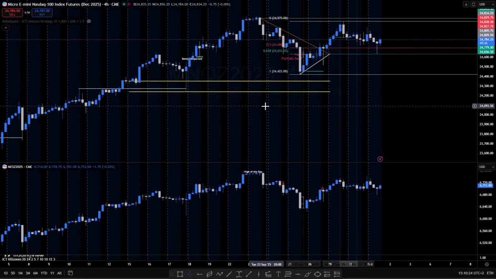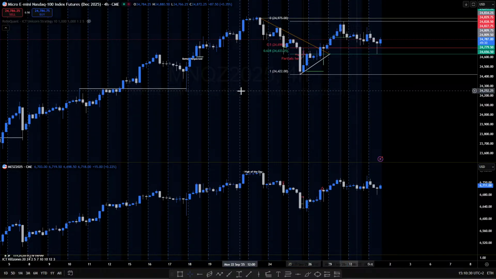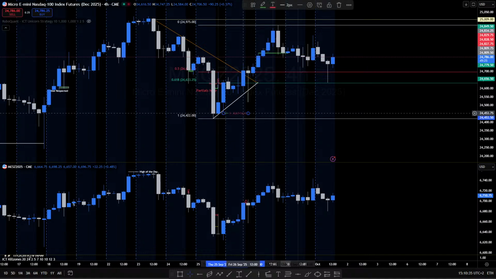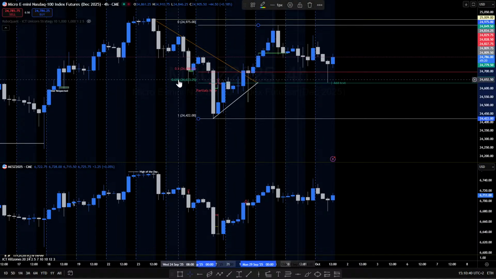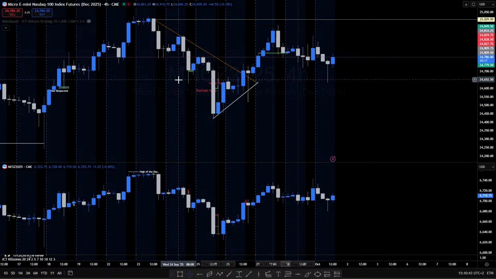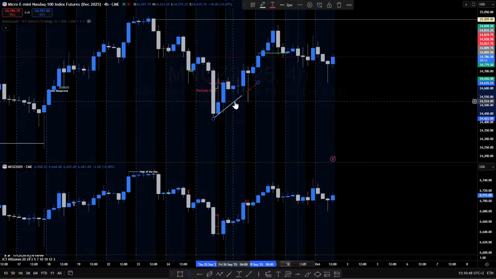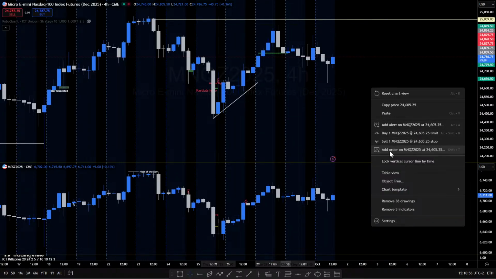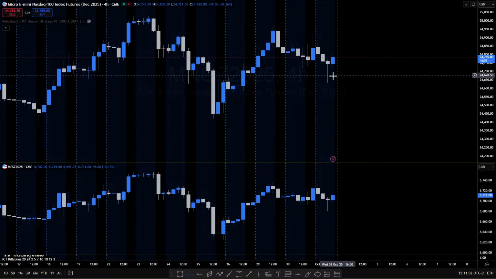This is 4 hours. Let's get rid of these things to have clear readings around here. Just get rid of this chart. There is a way to remove all the drawings. Remove all drawings. Yep. Now we are clean.